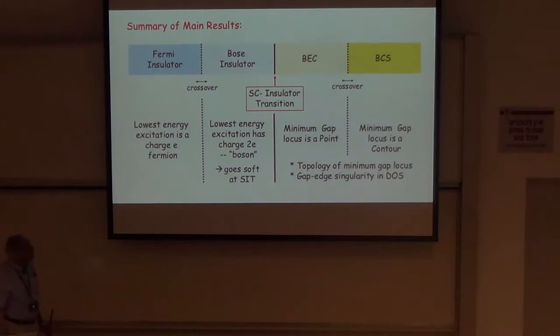And then, in a very well-defined sense, which again I will describe, you go into a BEC regime and then into a BCS regime. Given that this is a crossover, nevertheless there is a somewhat sharp way in which you can discuss what this crossover means. I will discuss it in terms of the topology of the minimum gap locus, which changes qualitatively as you go from one to the other, and also the gap edge singularity in the single particle spectrum.